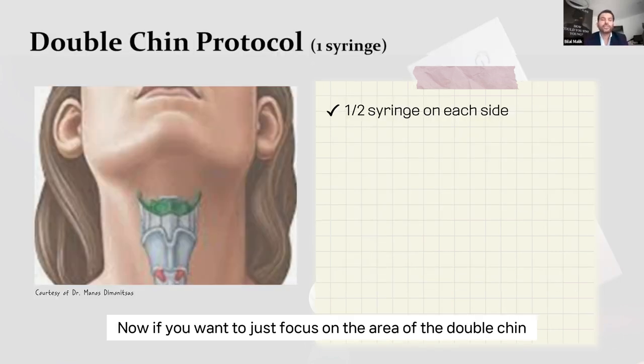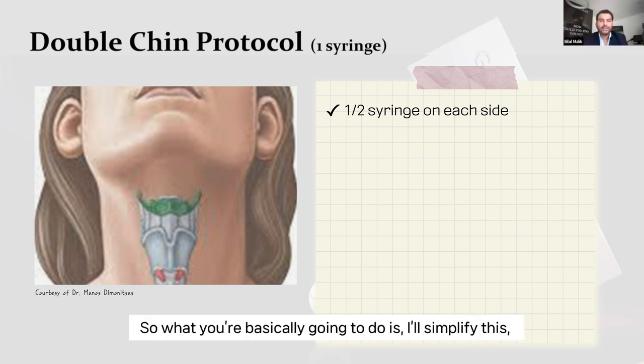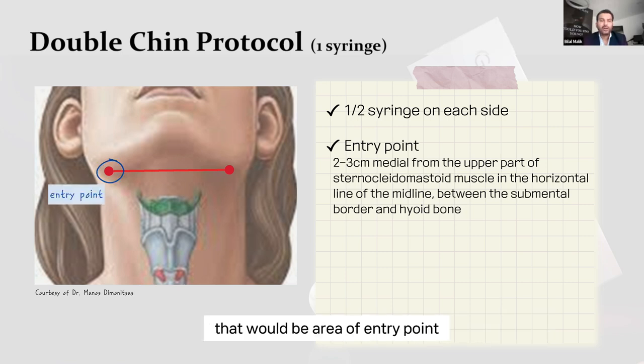Now, if you want to just focus on the area of the double chin, where just below the chin there's a bit of saggy skin or lax skin, that's what this protocol would help with. So what you are basically going to do is, I'll simplify this. The way I explain it is that, at the angle of the mandible, if you make the patient look all the way up, from one angle of the mandible to the other angle of the mandible, draw a straight line. That would be your area of entry points.